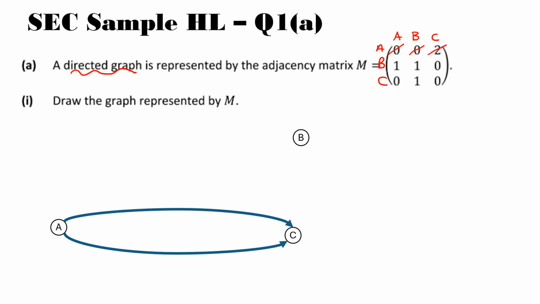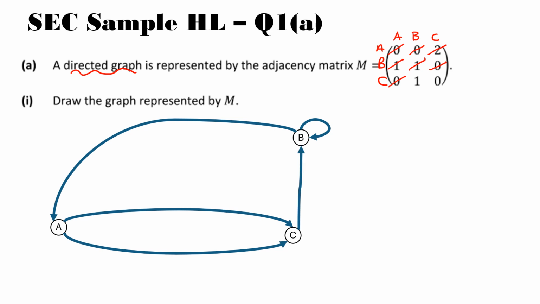Then we look, B to A has one connection, so that's going to be a directed arrow from B to A. B to B has one connection, which gives us a loop at B. B to C has no connections. Then we have C to A, so there's no connections that way. Then we have C to B, so we have a directed arrow going this way. And then finally, C to C has no connections. So this is what the final graph represented by the matrix M looks like.